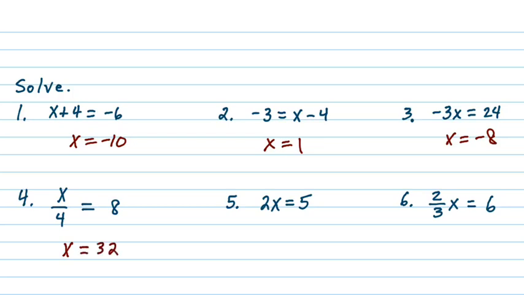On number 5, this is one that you may have had a problem with because it's not a nice whole number. In fact, you should have gotten 5 halves, or you could have said 2.5, but 5 halves is perfectly good. And then on this last one, probably the hardest one for most people, you should have gotten 9.